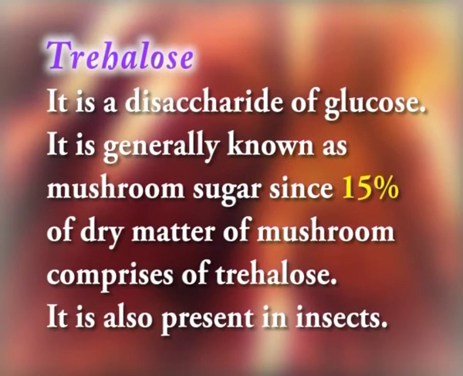Trehalose. It is a disaccharide of glucose. It is generally known as mushroom sugar since 15% of dry matter of mushroom comprises trehalose. It is also present in insects.